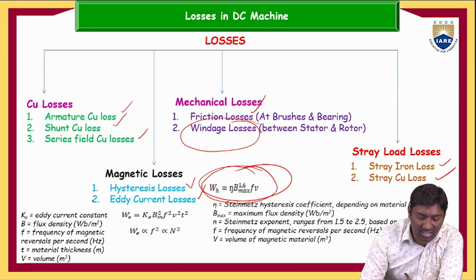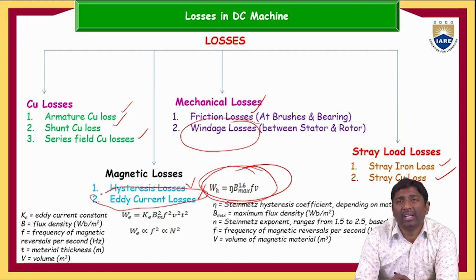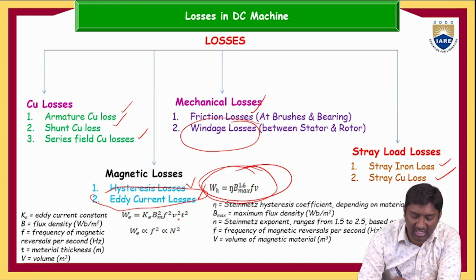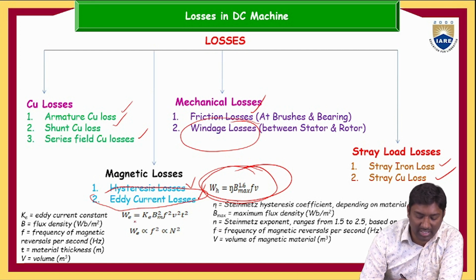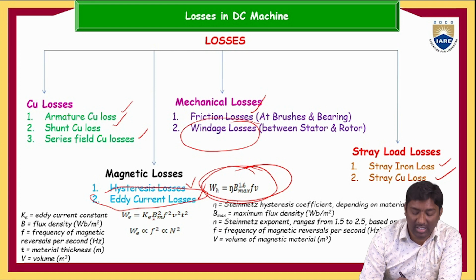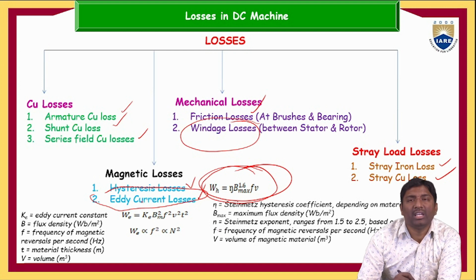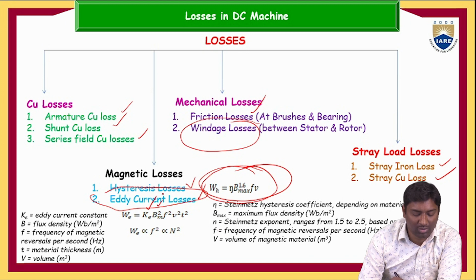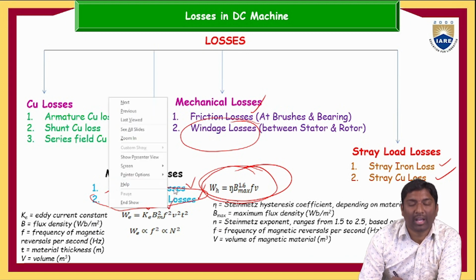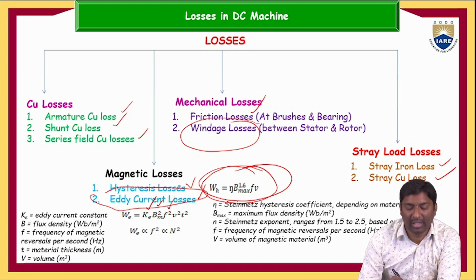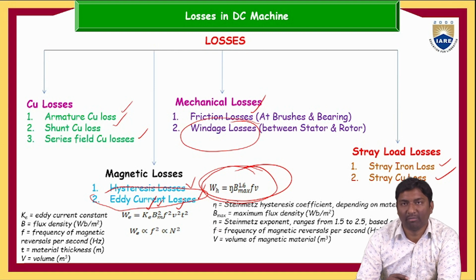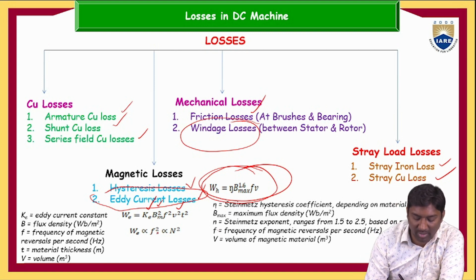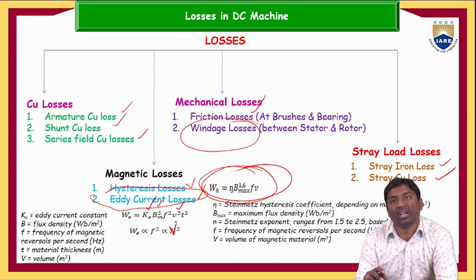The next loss is the eddy current loss. The eddy current loss depends on the frequency, the volume and also the speed. The eddy current loss is equal to Ke into B max square into f square into V square into t square, where Ke is the eddy current constant, B max is the maximum flux density squared, f is the frequency, t is the thickness of the magnetic material, and V is the volume of the magnetic material. So W is directly proportional to frequency square and V square.